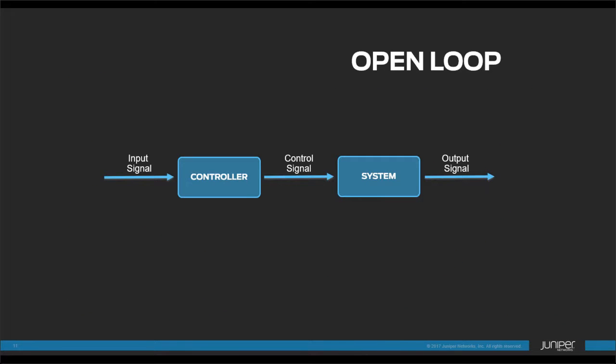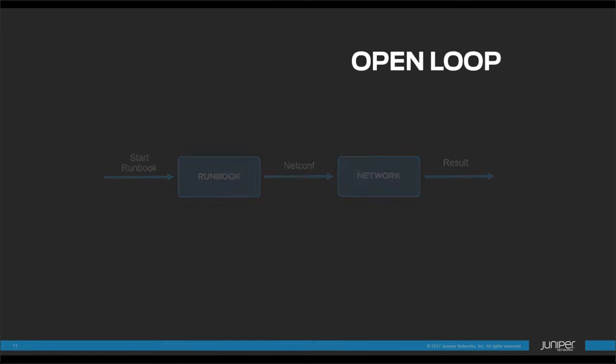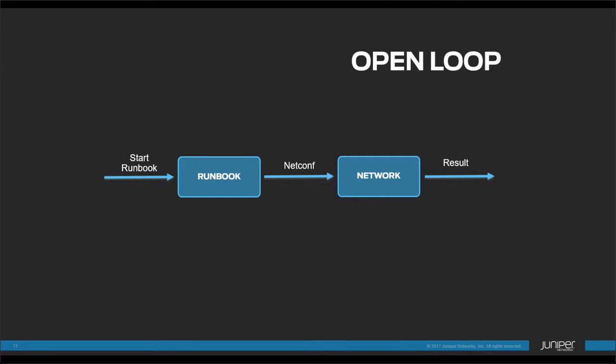So real quick, we'll talk about control systems theory. For anybody that's taken a control systems class, I think this was taught in the very first hour of the first day. A typical open loop control system takes an input signal into a controller. That controller sends a control signal into the system, and then it generates an output signal. In our case, a lot of this is we run some sort of script or a run book. We talk to the devices in the network, and then we get a result. And at each end of this, we have a human being doing something.